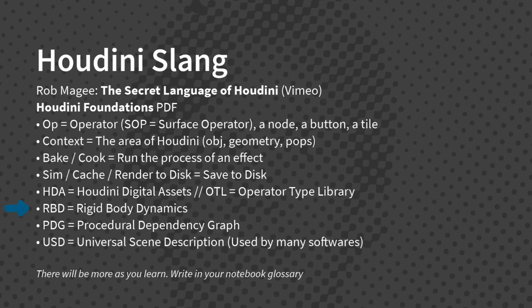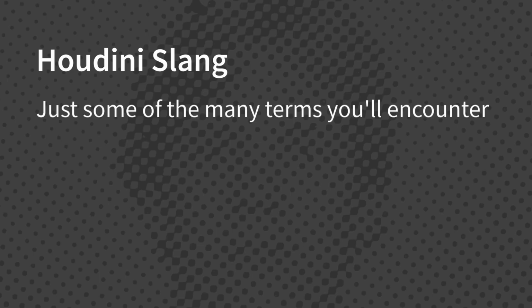RBD is rigid body dynamics. PDG is a fairly new term, procedural dependency graph, and that's part of the TOPs section. That's a new thing, which is why I put it in here. And USD is Universal Scene Description. It's used by many software packages, and it was developed at Pixar. I probably haven't even covered a third of all the terms you're going to run into. Just be aware that there's going to be more to learn and more strange terms, and write things down in your notebook.